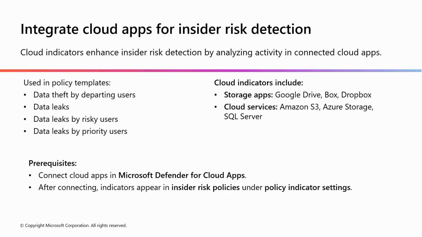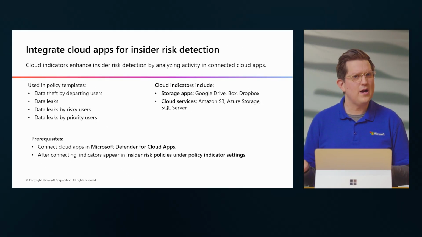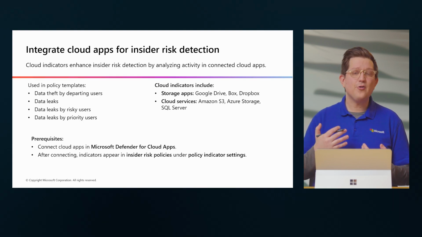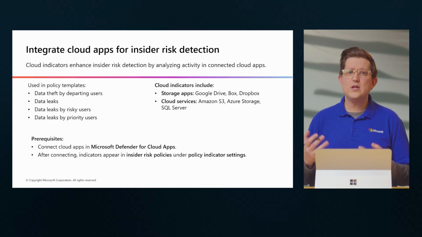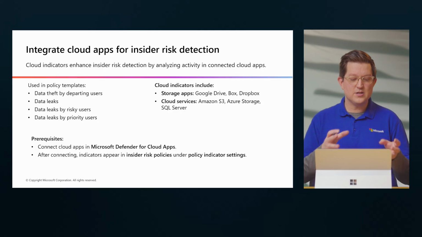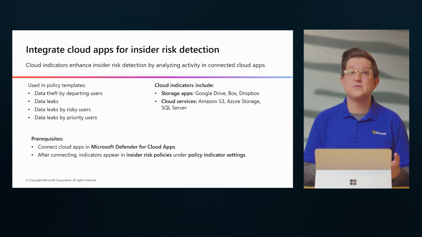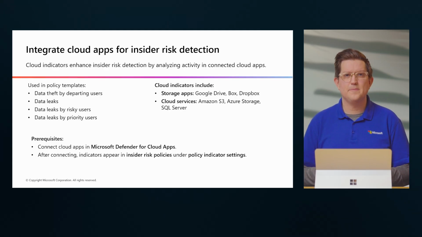Think a user that is doing a mass upload of data to an external service like Google Drive, or maybe is doing a mass download from a sanctioned service into an unsanctioned service. We can use these as examples to think about the ways in which we can use the data that comes from Defender for Cloud Apps to actually influence some of our different escalation privileges here.